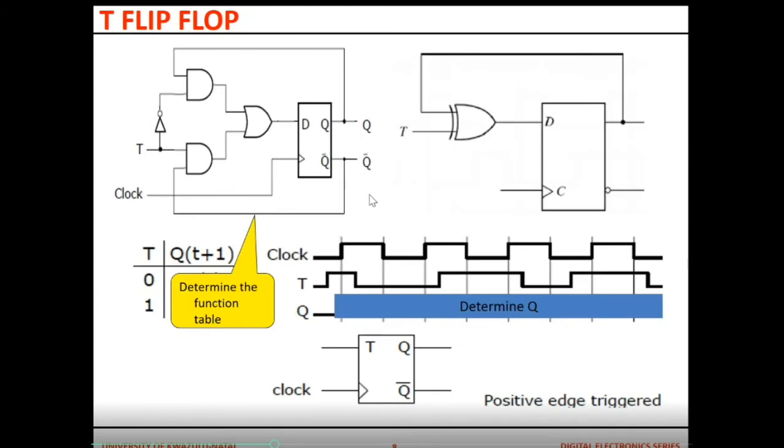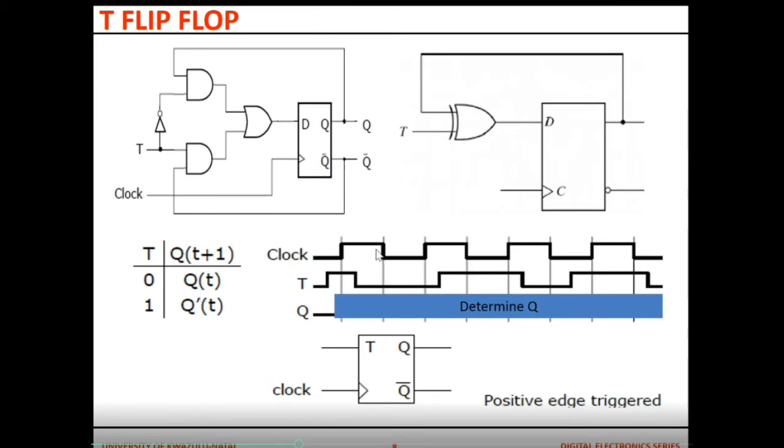The next one is a T flip-flop. This is how it is implemented. You can look at it as that, and this is its symbol. From this you can derive this function table. It only has one input and there is a clock. When T is 0, it is in memory. When T is 1, it toggles.